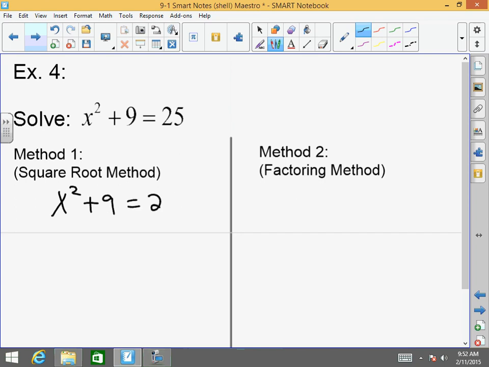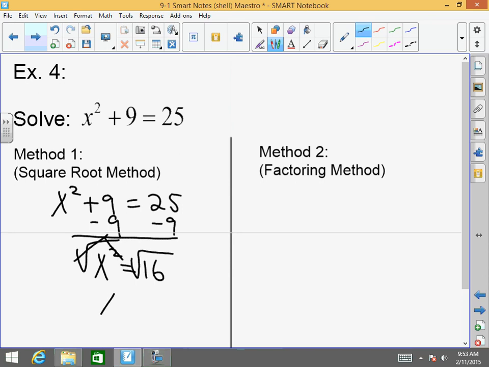X squared plus 9 equals 25. Let's subtract 9 from both sides. X squared equals 16. Remember what I just told you in the slide before. I can cancel out a power of 2 by taking the square root of both sides. So this square root cancels out that power of 2. So x will equal now plus or minus 4. Why plus or minus, Mr. Morrow? Well, what's 4 times 4? What's negative 4 times negative 4? 16. So there's 2 roots.